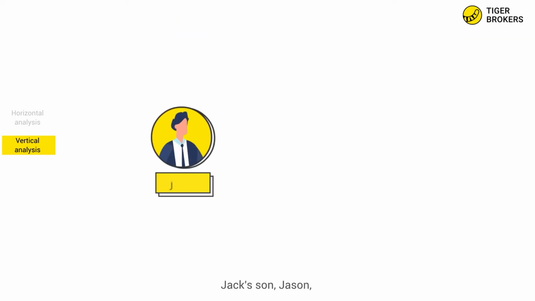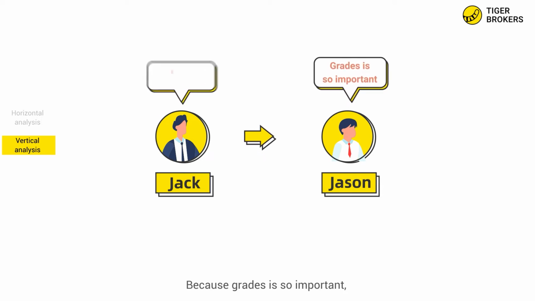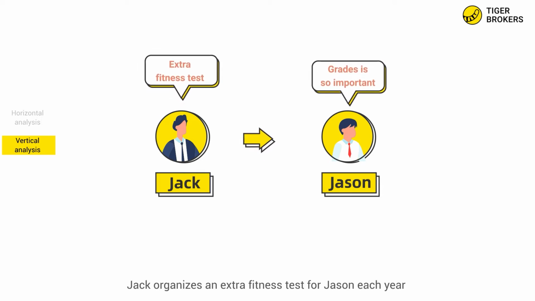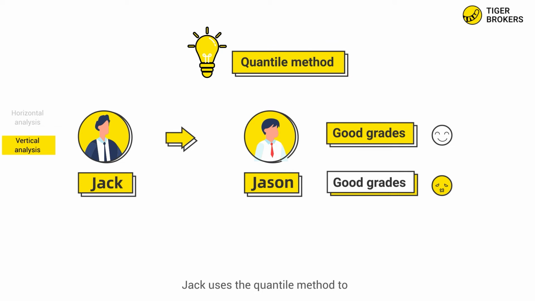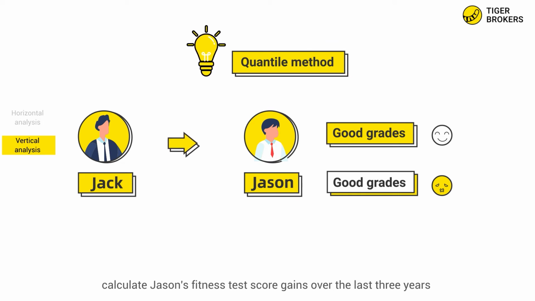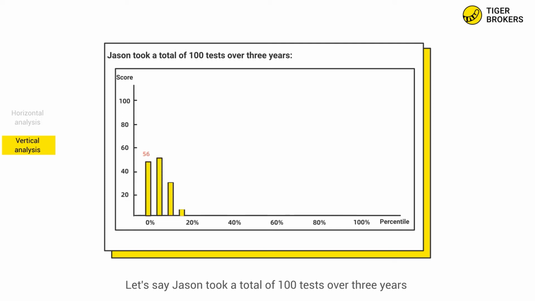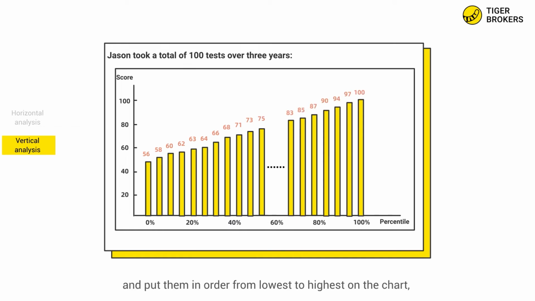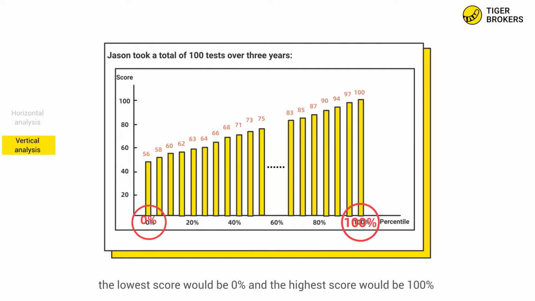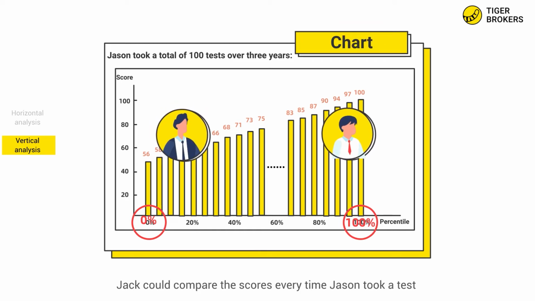For example, Jack's son, Jason, is currently in elementary school. Because grades is so important, Jack organized an extra fitness test for Jason each year to see how far Jason has come. Jack uses the quantile method to calculate Jason's fitness test score gains over the last 3 years. Let's say Jason took a total of 100 tests over 3 years. If Jack wrote down each of Jason's scores and put them in order from lowest to highest on the chart, the lowest score would be 0% and the highest score would be 100%.